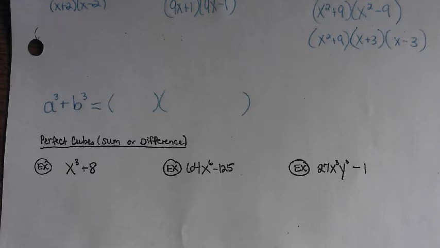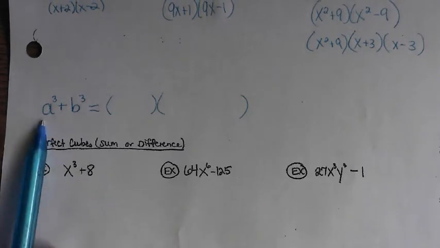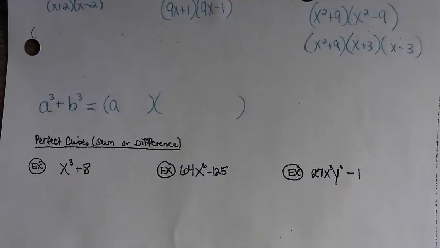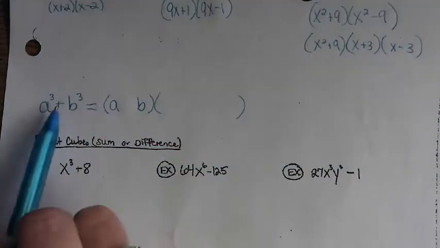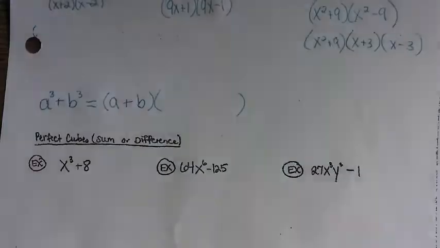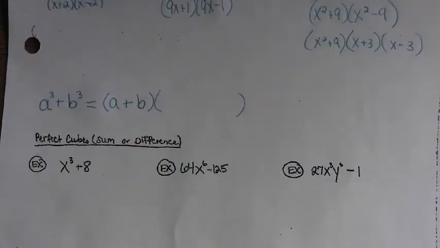The binomial is made up of the cube roots of each of those. So what is the cube root of a cubed? A. And what is the cube root of b cubed? B. And whatever that sign is, if that's a plus, this is also a plus. So that's how you get the binomial. The binomial just comes from the cube roots. Simple enough?